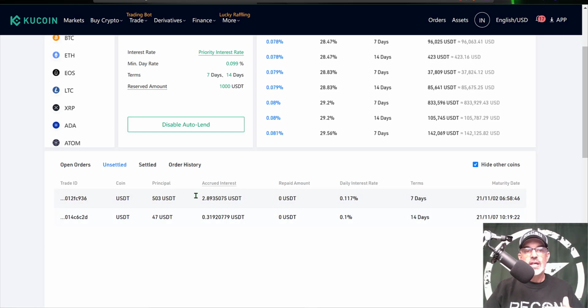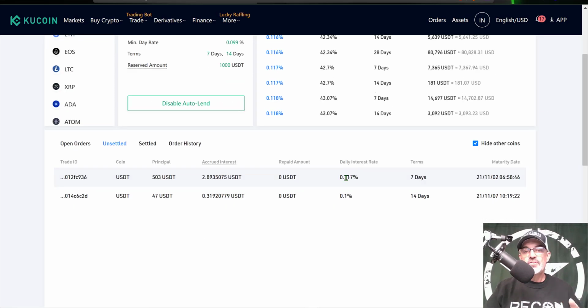You can see I have a 503 USDT loan, and it has currently earned just about 3 USDT or $3. And that is at the daily interest rate of 0.117%. So that is quite a bit above the 0.099%. I think that's going to be closer to around 42% that I'm actually earning on this particular loan. And it's just a 7-day term, and it expires November 2nd, which is about 2 or 3 days from now.